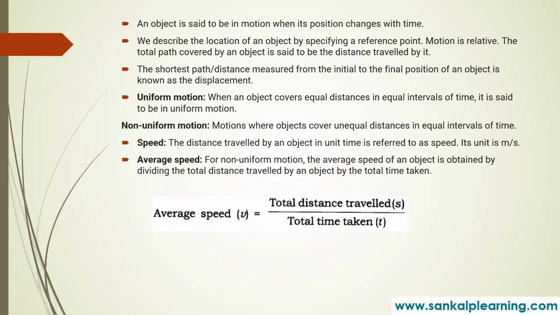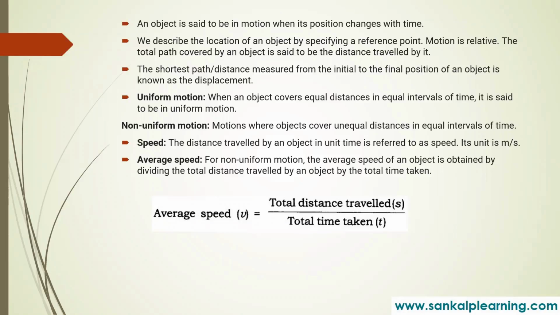Unequal distances in equal interval of time, for example, when vehicles are moving in traffic. You can consider 1 hour, or for example 10 minutes. In the first 10 minutes, whatever distance it covers, in the next 10 minutes the distance covered is not equal or not the same because of the traffic. So this is an example for what?